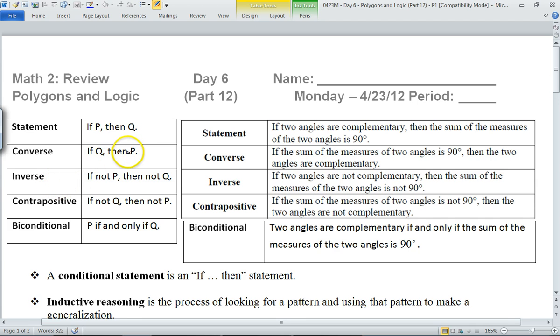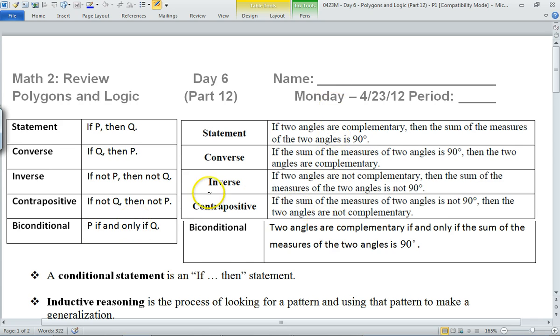The converse is the one where the hypothesis and conclusion switch sides. They reverse. That's converse. The inverse is the one where everything is just negated. They don't move. They're just turned into the opposite of what they are. They stay in the same place, though. Of course, the contrapositive is the one where both things happen. They switch places and they're negated. Biconditional is the one that has if and only if in between.